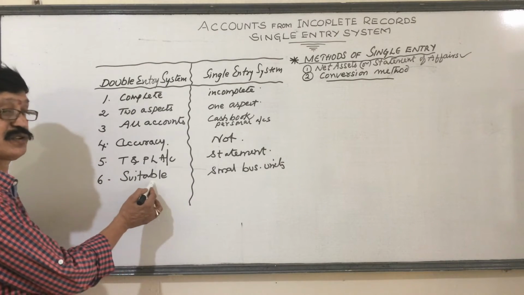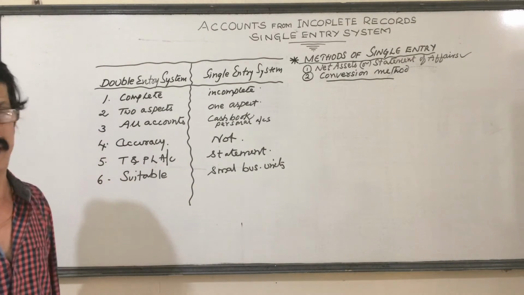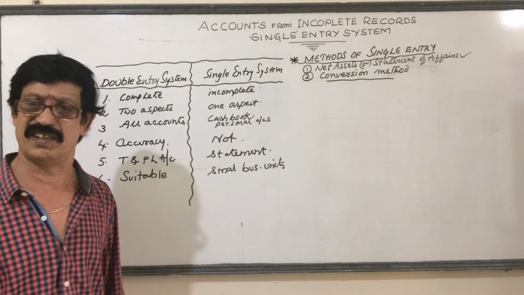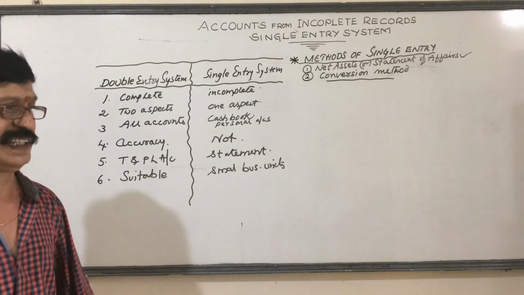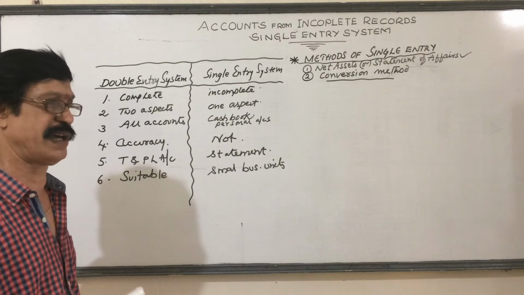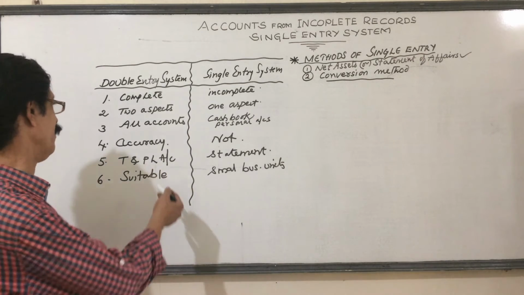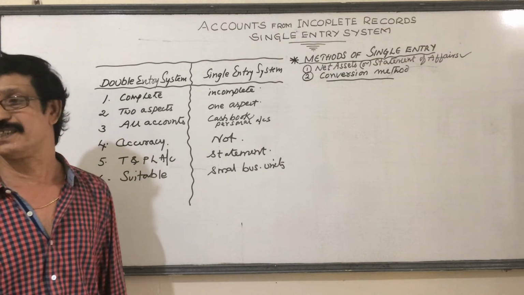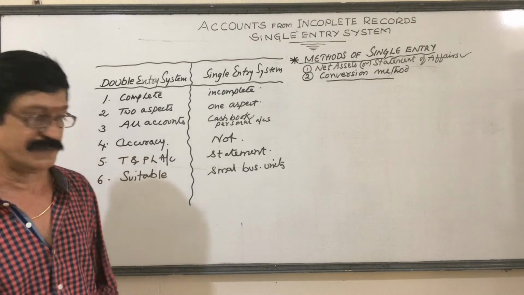Next, the double entry system is suitable to any organization, any business unit, whether a trading concern or a manufacturing concern, whether a sole trader, partnership or a company, for any firm it is suitable. But the single entry system is suitable only to small business units like sole trading firms.